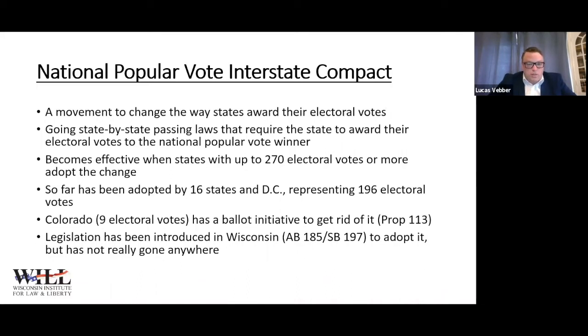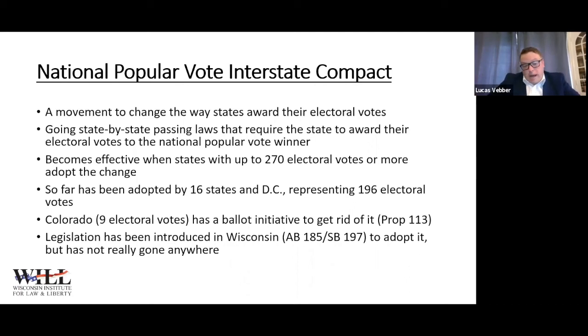So what they do instead is they're trying to do an end run around that amendment process, and they're passing laws that say that in these states, once whoever wins the popular vote on a nationwide basis, those states pledge to send their electoral votes to that individual. So it doesn't become effective until states with 270 electoral votes or more adopt this change. The idea being that as soon as 270 votes adopt this law, whoever wins the popular vote is elected president of the United States because there'd be 270 electoral votes to elect them.